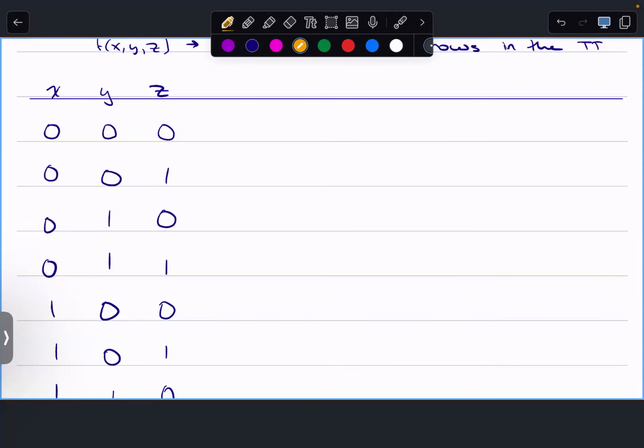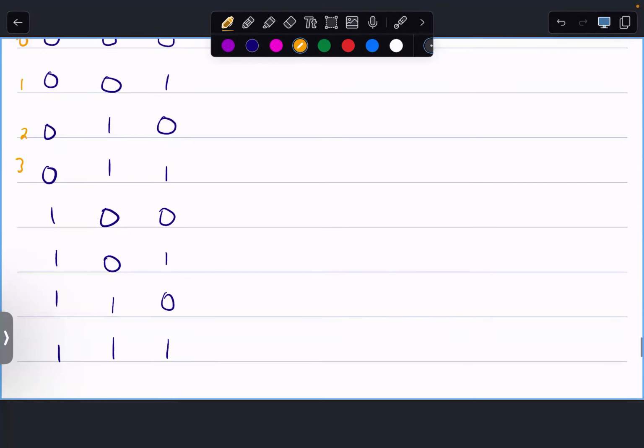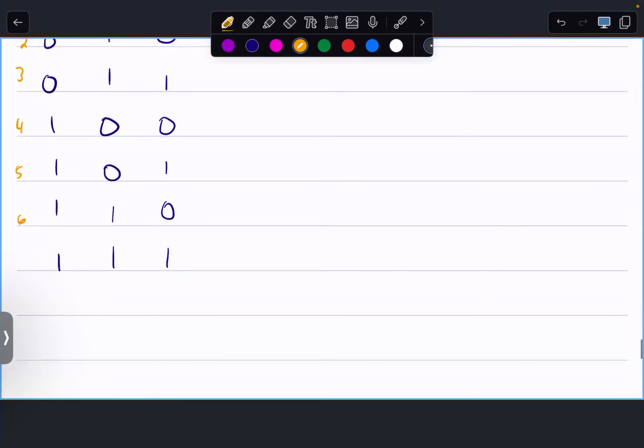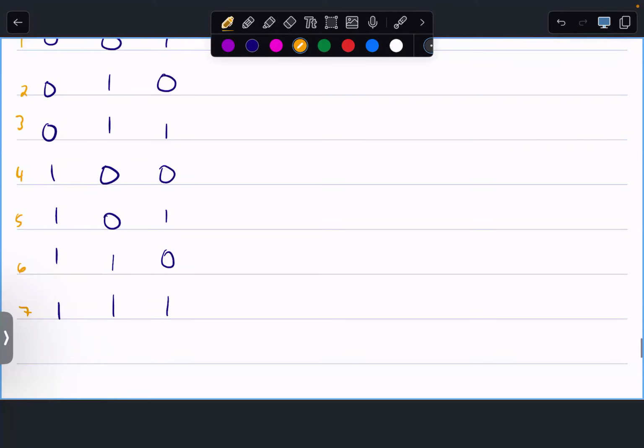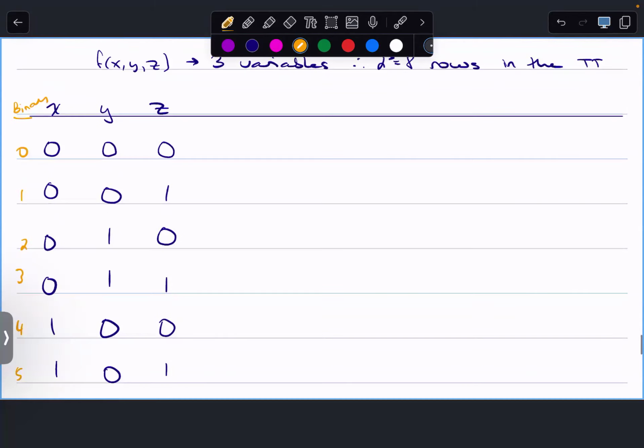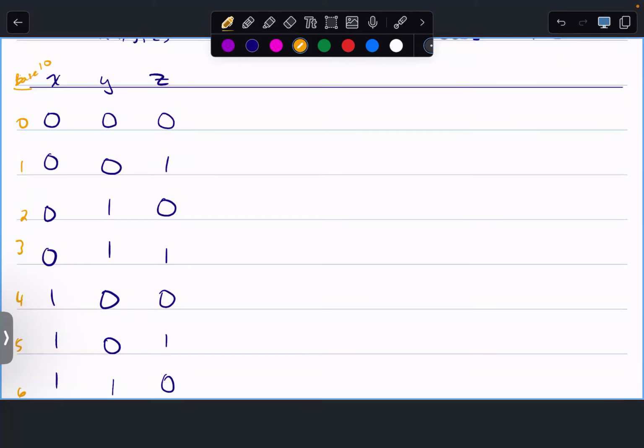I'll make a note out here in binary. This is 0, 1, 2, 3, 4, 5, 6, 7. Right? If you converted those to base 10. I guess it's base 10, not binary. Nice try, Emily. And so we do them in order. Okay.